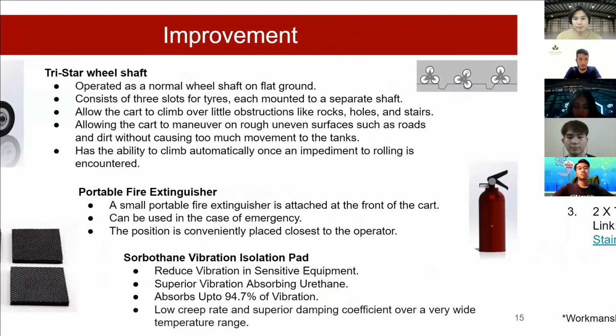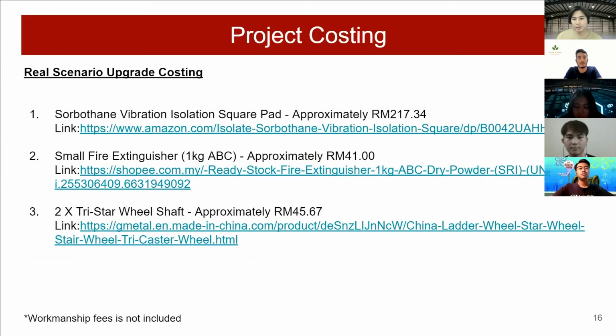So next. This is the estimated project costing. Of course, the workmanship fees are not included. The first one is the Soberten vibration isolation square pad, which costs 270 ringgit, and then the fire extinguisher, which costs 41 ringgit, and the tri-star wheel shaft, which costs 45 ringgit. So our estimated budget for the modification is a little above 300 ringgit for the oxygen tank.